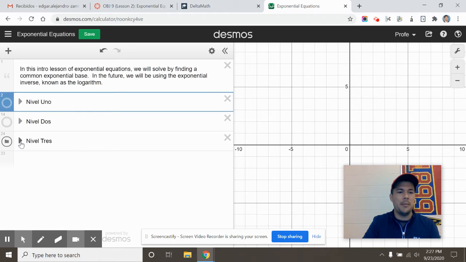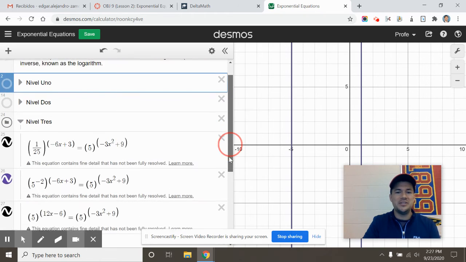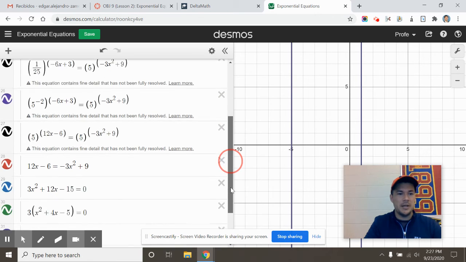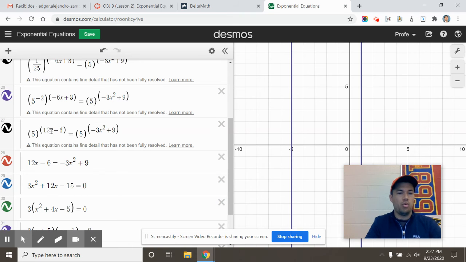Now here's a level 3 type of problem. The only thing that makes this level 3 is we can add in some quadratics into the mix. 25 and 5 are both powers of 5. 1/25 is the -2nd power of 5, while 5 is the first power of 5. The way to remember that is if 25 is the 2nd power of 5, then 1/25 is the -2nd power of 5. So once again, I carry out my power rule, and I end up with 5 to the 12x minus 6 equals 5 to the -3x squared plus 9.